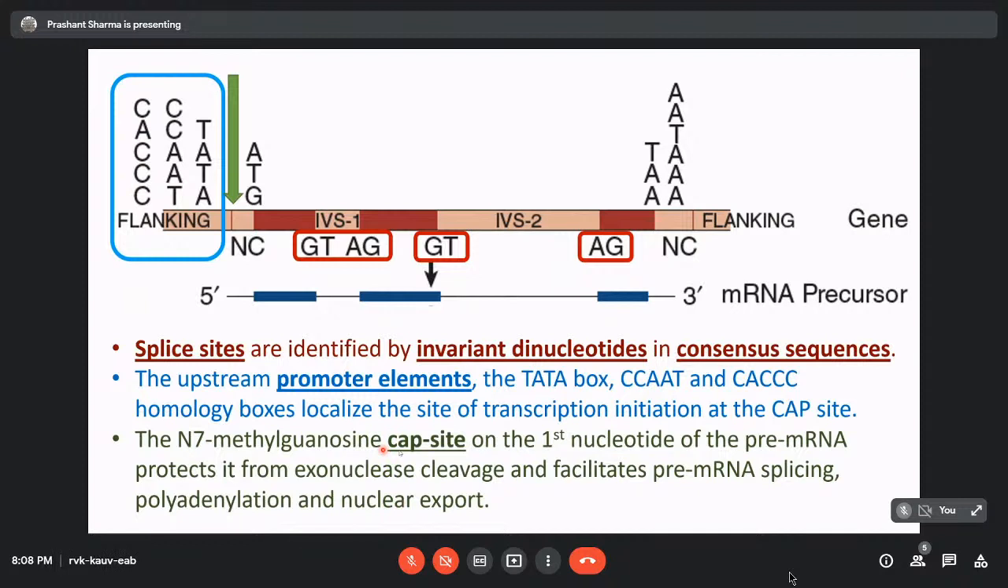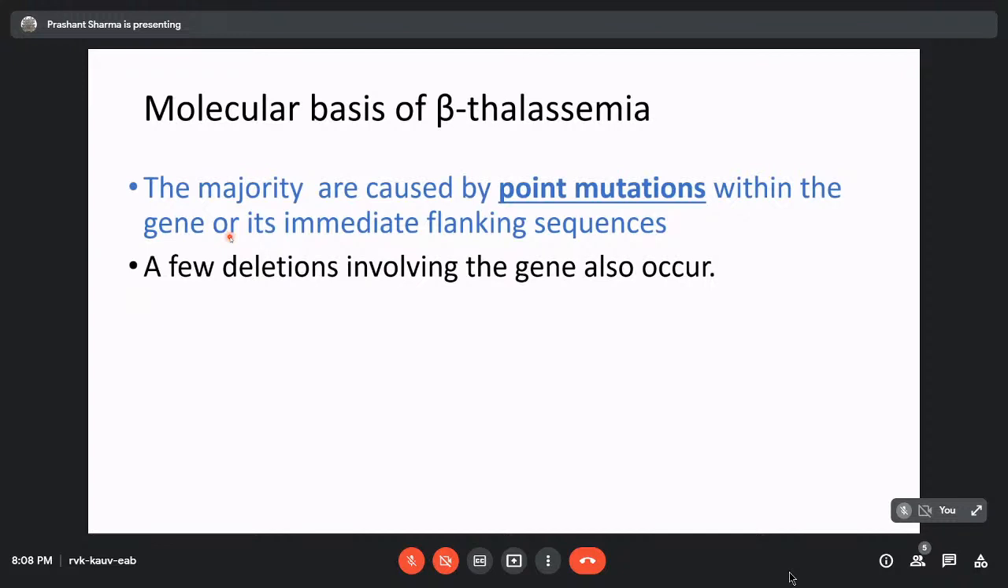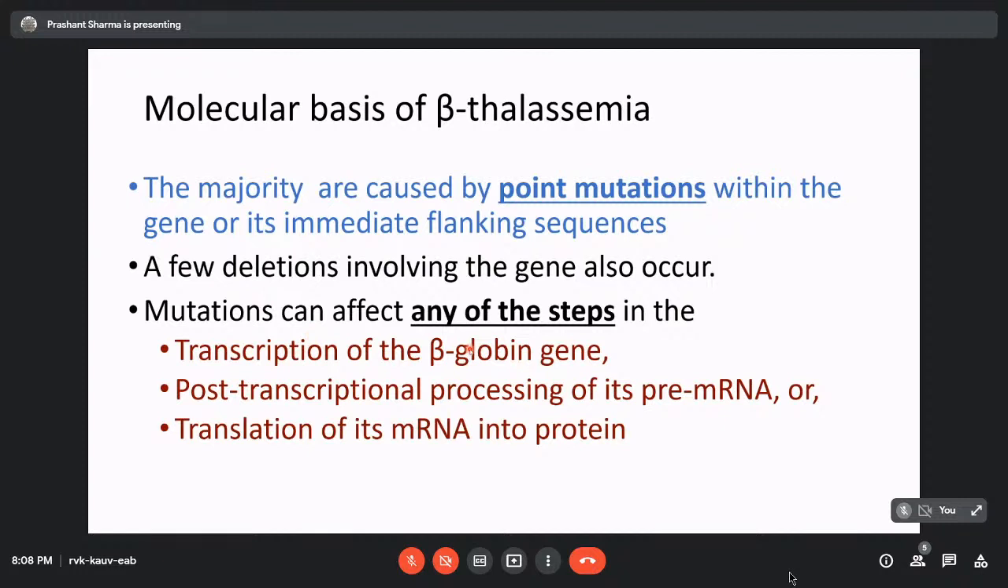So it stands to reason that if there's a mutation happening at the cap site, even though all the promoter sequences, even though the sequences of the gene itself are going to be normal, we will have underproduction of the beta globin. So we already know that the molecular basis of beta thalassemia predominantly is point mutations and some deletions like the 619 base pair. And mutations can occur at any of the steps that we just discussed. And the mutations, depending on how much underproduction they cause, can be of these three types. So let us look more closely at the mechanisms.